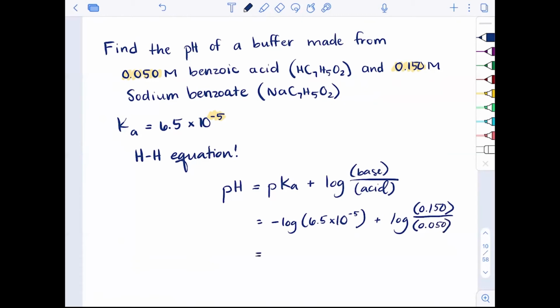For that pKa, we should be getting 4.187. And for the log of the base divided by acid, we should be getting 0.477. So the pH of this buffer is 4.66. Again, an ICE table would have been appropriate as well, but you don't have to do it if the x value was small.